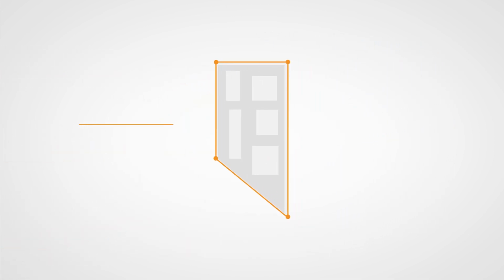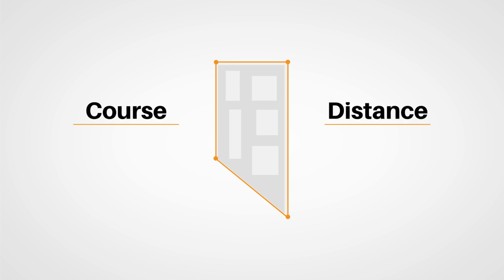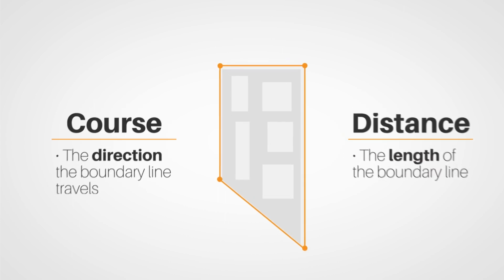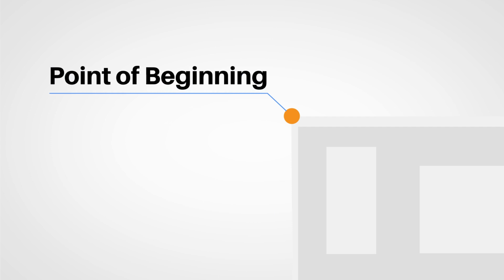Each boundary line for a parcel of land is described by a course and a distance. The course is the direction the boundary line travels, and the distance is the length of the boundary line. The description must either begin with a known point, such as a monument, or a certain course and distance from a monument. This is known as the point of beginning. Once the point of beginning has been determined, the metes and bounds description continues using the same process until returning to the point of beginning.